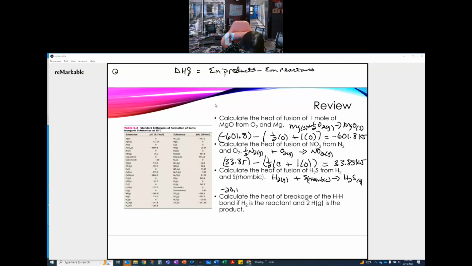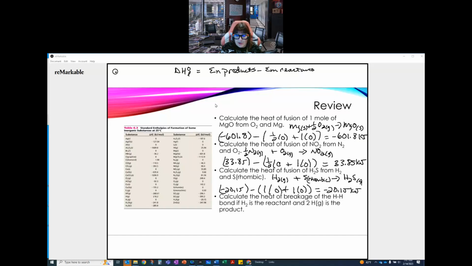It's negative 20.15. And we're going to subtract from that 1 times the H2 formation, which should be 0. And where's my H2? He's over there. Right there, he's 0. And then my S in the rhombic form, which is also 0. So that's negative 20.15 kilojoules. Gee, that was fun. Awesome.